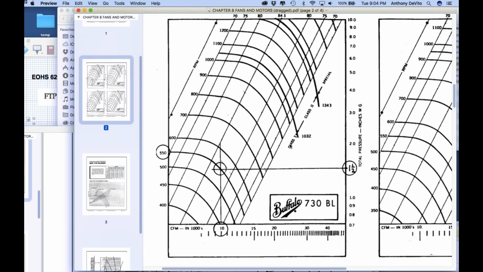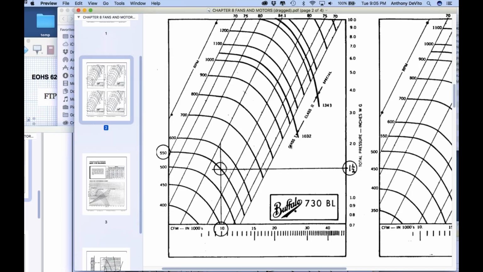Okay. So on this particular curve, the Buffalo 730 BL, if I go 1.5 inch, I go across here, I go up to 10,000, they meet at 550 RPM in an area of the curve that's very efficient, right? If I wanted to move 10,000 cubic feet per minute at 2 inches, I would run the same fan at 600 RPM.